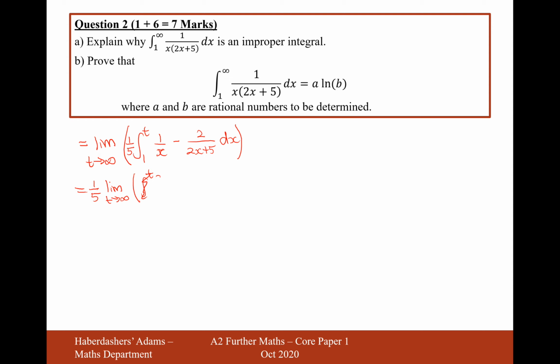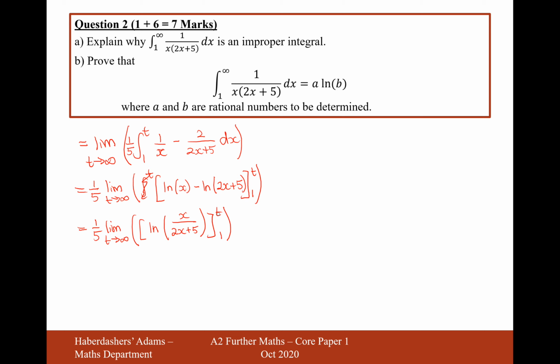Actually, no, we can integrate now, can't we? So it's going to be ln of x on the first integral, and the second one is a perfect ln integral as well, ln(2x + 5), from the limit t down to 1. The next thing we'll do is combine this into a single logarithm. So the limit as t tends towards infinity of ln(x over 2x + 5) from t down to 1.